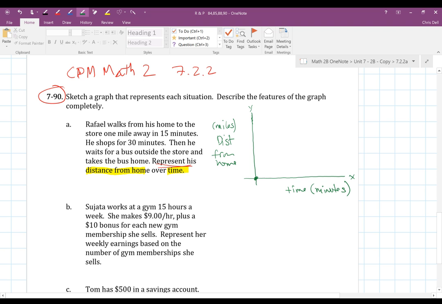So what does it say? It says in 15 minutes, he walks from his home to the store that is 1 mile away. So if I read this, that's as far as he goes. He's only going to get 1 mile away. So that'll be 1, and that'll be a half a mile. And so 15 minutes. Then he's shopping for 30. Then he heads home in a bus.